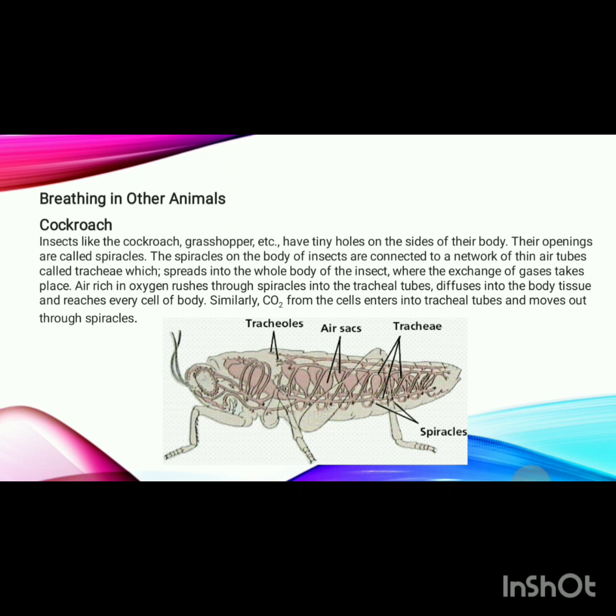Air rich in oxygen rushes through the spiracles into the tracheal tubes, diffuses into the body tissue and reaches every cell of the body. Similarly, CO2 from the cells enters into the tracheal tube and moves out through the spiracles. Okay, so a cockroach doesn't have proper nostrils or lungs. Okay, they have other respiratory organs which perform breathing.